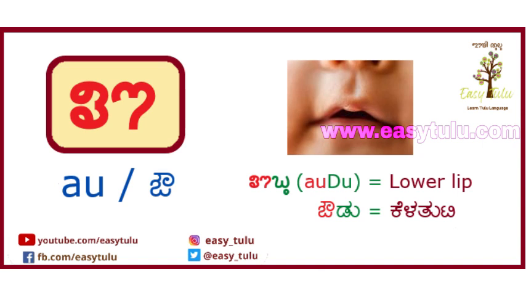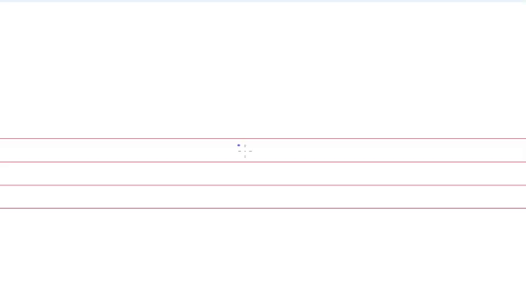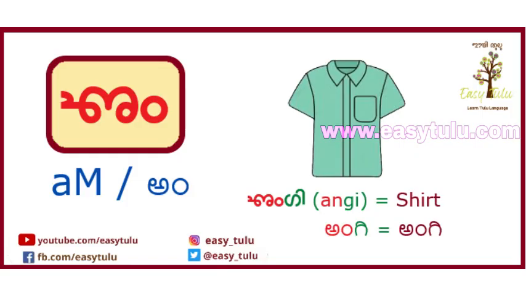Au. Example. Auda. Means lower lip. Kerala Totti in Kannada. Let us see how it is written. Au. Next one is Um.